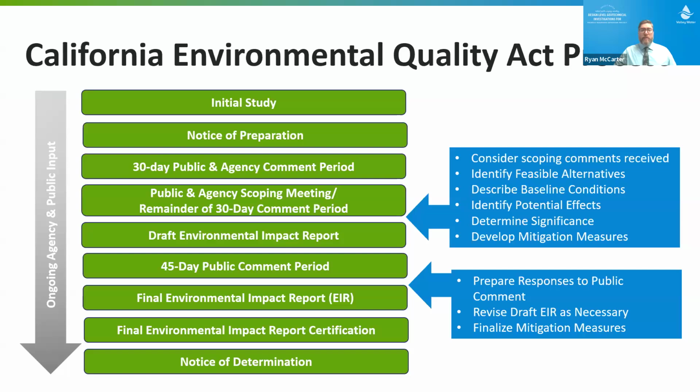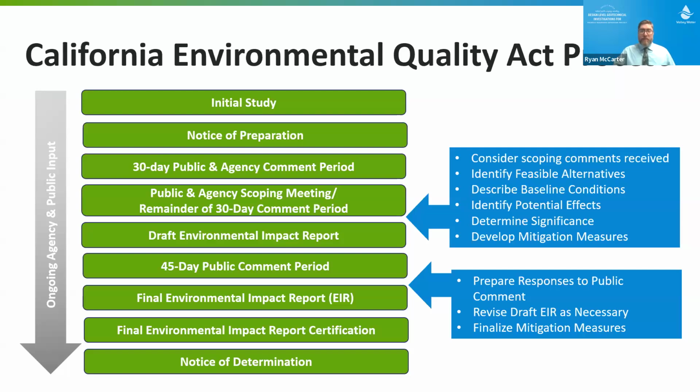What we're trying to do at this stage, shown in blue, is consider the scoping comments received, identify any other feasible alternatives, help describe the baseline conditions, identify potential effects, determine significance, and develop mitigation measures. So that with all that information, we'll then draft an environmental impact report, or EIR. And once that is ready, we'll release that for public review on a 45-day public comment period.